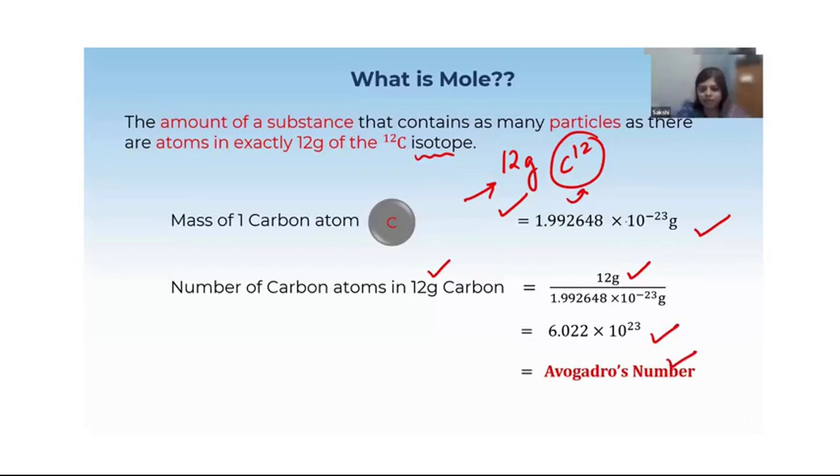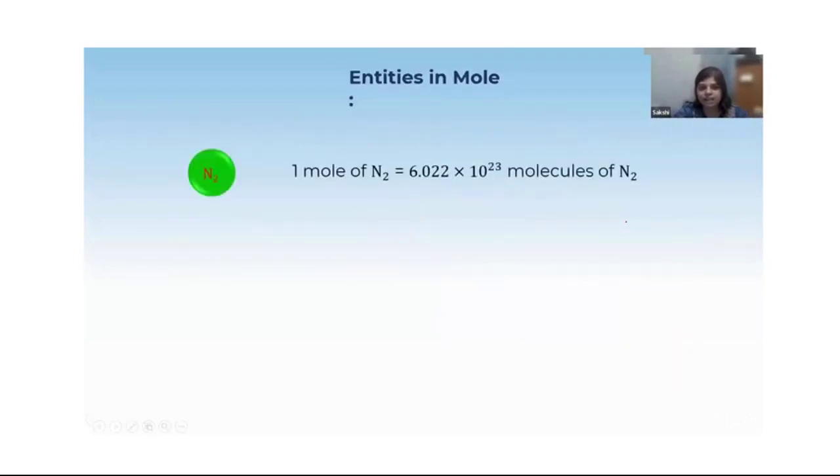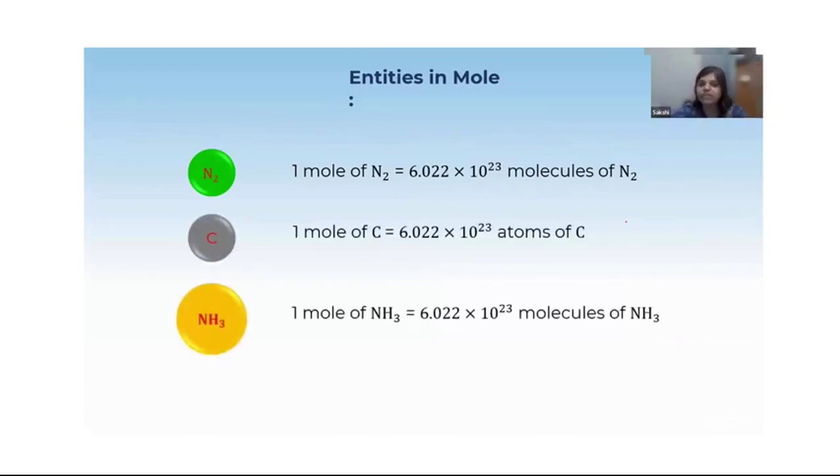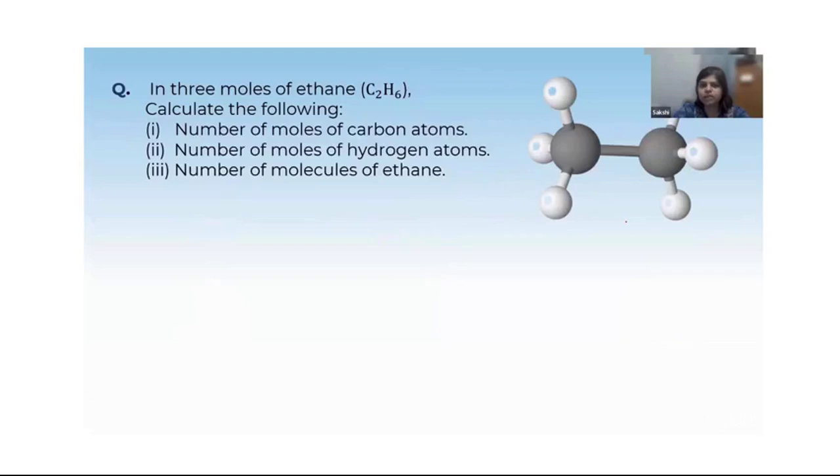This is 1 mole, right? This is Avogadro's number. Now let us understand. 1 mole of anything would have the same Avogadro's number, 6.022 into 10 power 23 molecules. Even 1 mole of carbon, even 1 mole of ammonia, anything which is 1 mole would have 6.022 into 10 power 23 molecules, right? Okay, so that is what we have to understand.